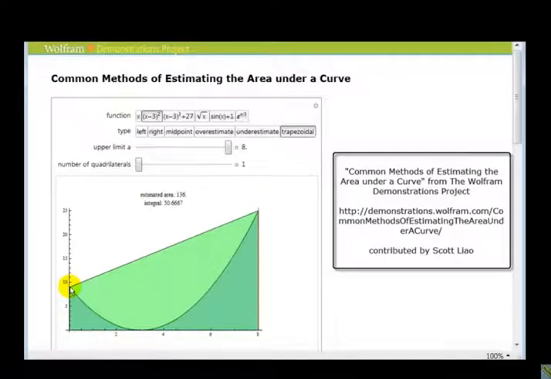Now, just watch. Let's say we want to use a trapezoid to approximate the definite integral of this function on the interval from 0 to 8, the area bounded by the function and the x-axis, represented by the definite integral. However, watch what happens as we increase the number of trapezoids.